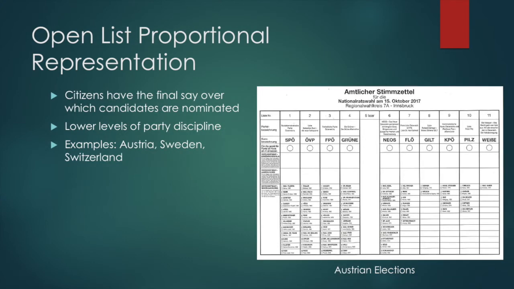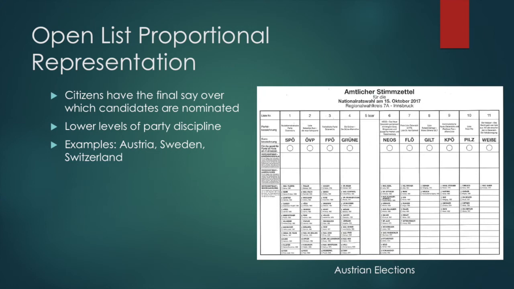On the other hand, for open list, citizens have the final say over which candidates are nominated. If we take a look at this ballot from the Austrian election, we can see that while voters also vote for the party first, they can also vote for the candidate in the party that they want to win the seat. This means that candidates can afford to have lower levels of party discipline because they aren't completely chosen by the party, but rather by the citizens.